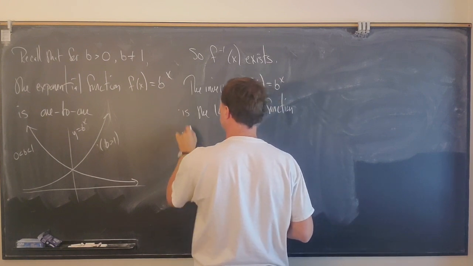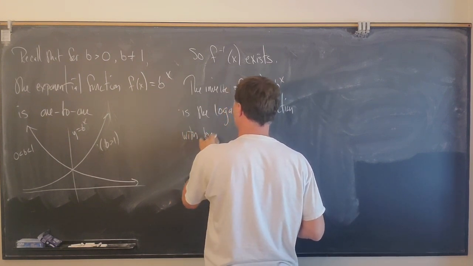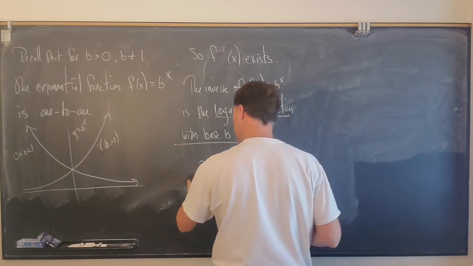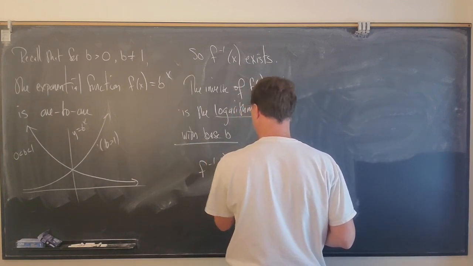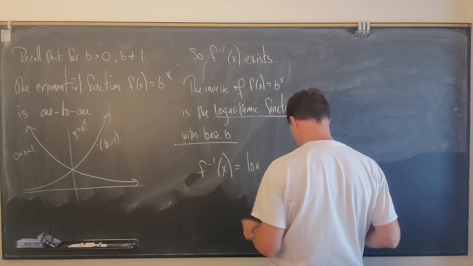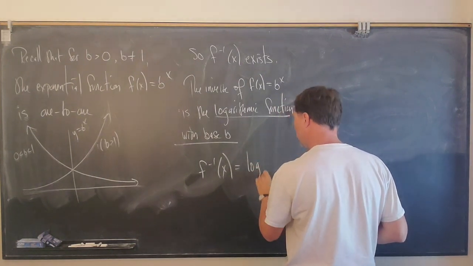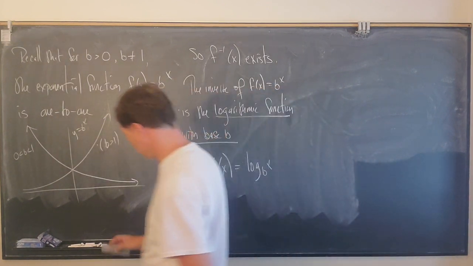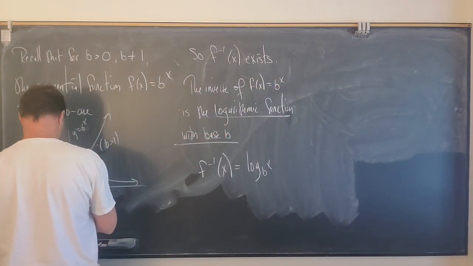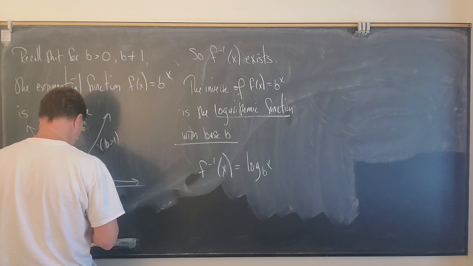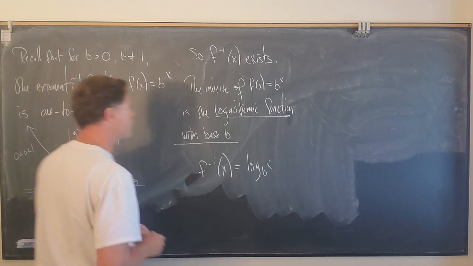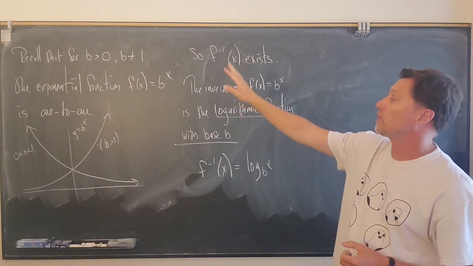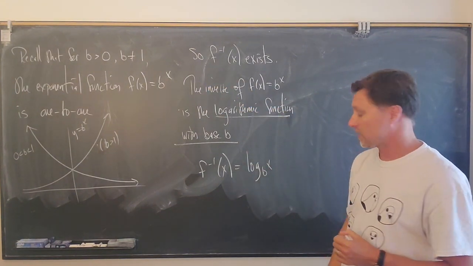with base b. And so our inverse function, f inverse of x, we write as log with a little subscript b of x. Okay, so what does that mean then? What's the relationship between a function and its inverse, in this case the relationship between b to the x and log base b of x?